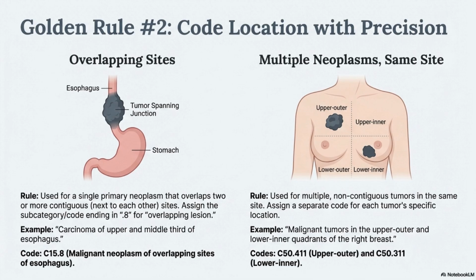Next, let's talk about location. When a tumor overlaps 2 or more contiguous sites, use the overlapping lesion code, the 8 code. But when there are multiple tumors in the same organ that are not contiguous, assign a separate code for each specific location. This ensures you accurately capture the extent of the disease.